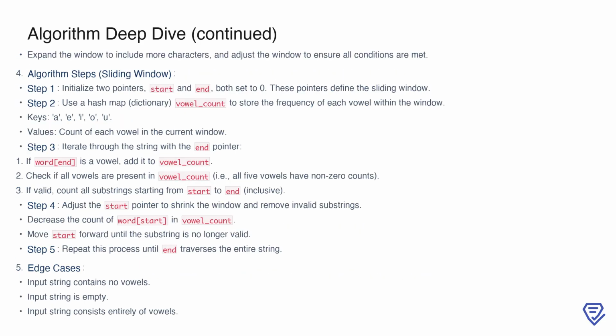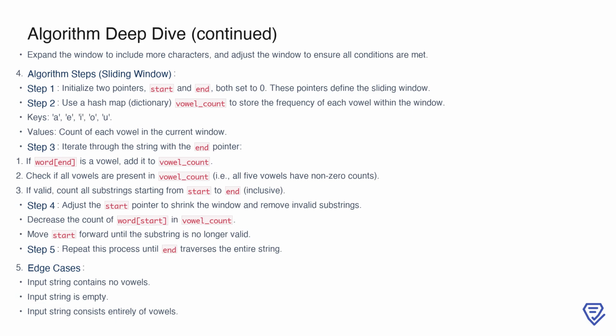The sliding window approach begins by initializing 2 pointers, start and end, which define the boundaries of the window. We also maintain a hash map, vowel_count, to track the frequency of each vowel within this window. As we iterate through the string with the end pointer, if the current character is a vowel, it's added to the frequency map. We then check if all 5 vowels are present in the map and, if so, count all substrings starting from start to end.